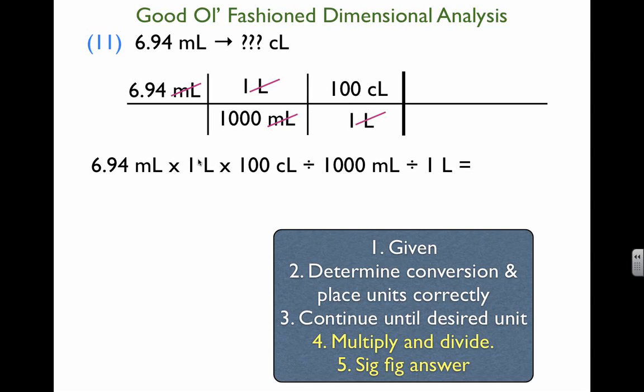And I'm putting all the units here so that you see. Then we also have divided by whatever's on the bottom. Divided by 1,000, divided by 1. All of that equals 0.694 centiliters. Now I've done the multiplication and division steps, right? I need to just check to see my sig figs if they are the same.